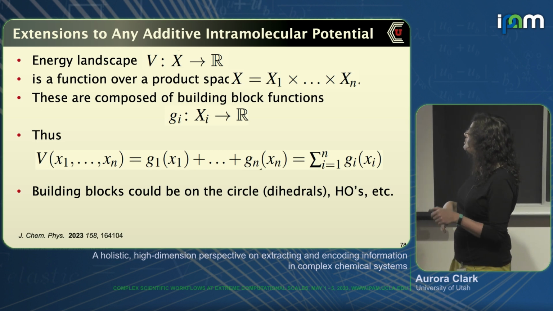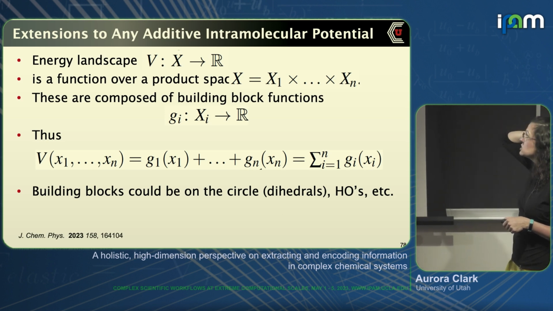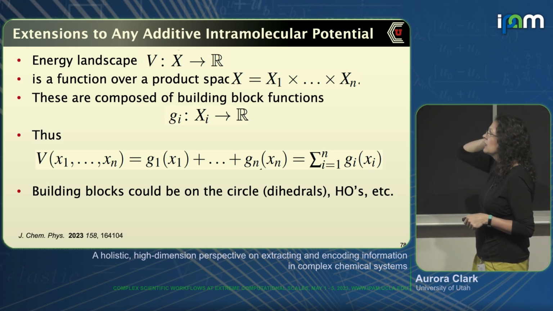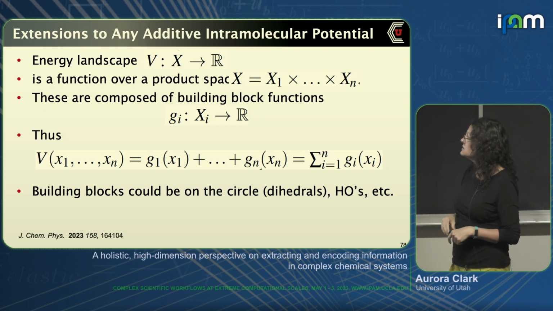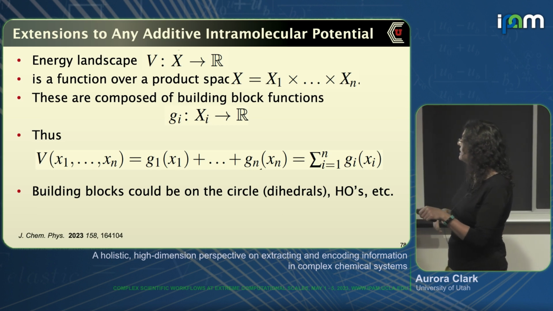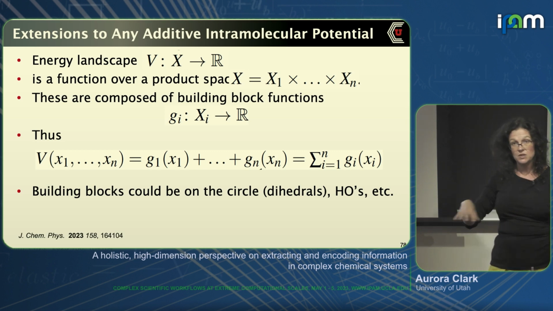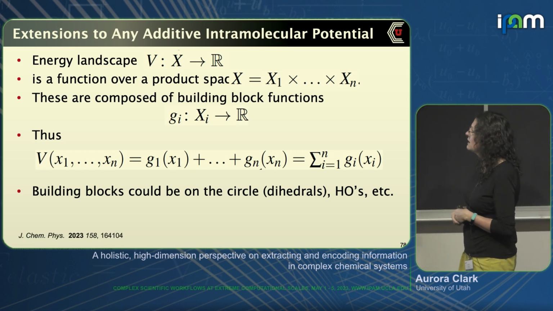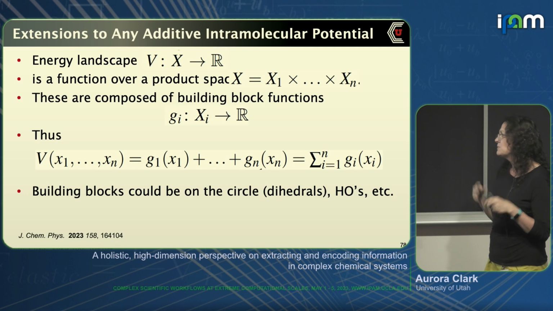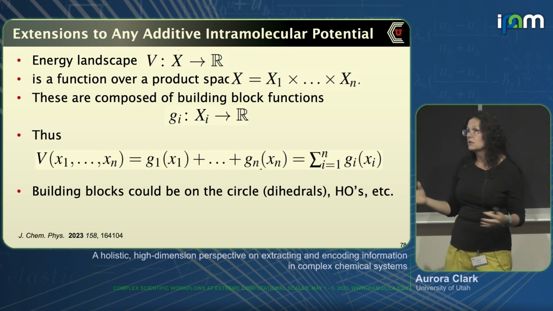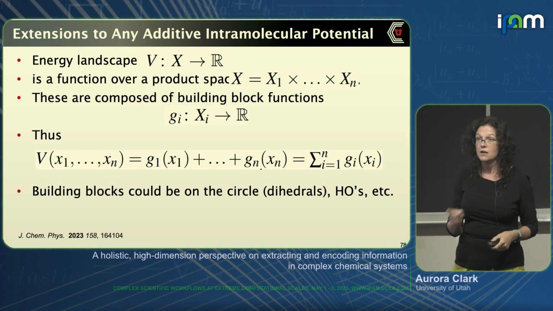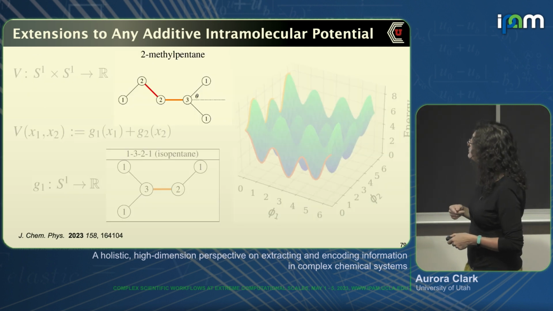And so you've got some energy landscape, which is embedded in R space, and it needs to be a function over a product space. Okay, so these must be additive functions. But let's say that that energy landscape is composed of these building block functions, which are the ones that are added together. And these building blocks could be anything. They could be on the circle, like dihedral angles. They could be harmonic oscillators. They could be whatever you want, as long as they're all independent of one another.